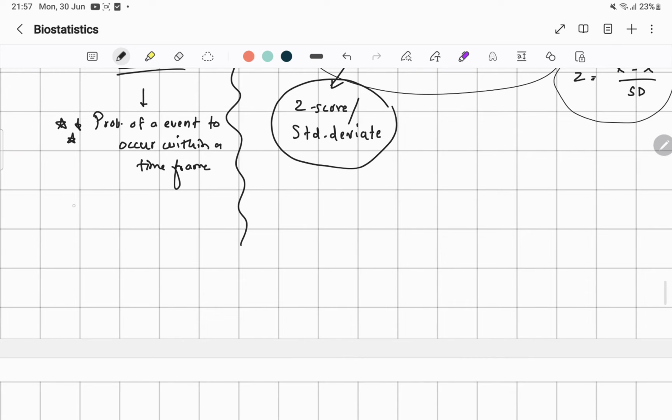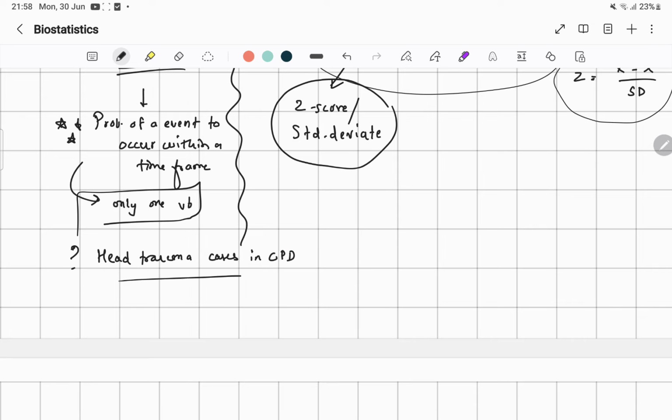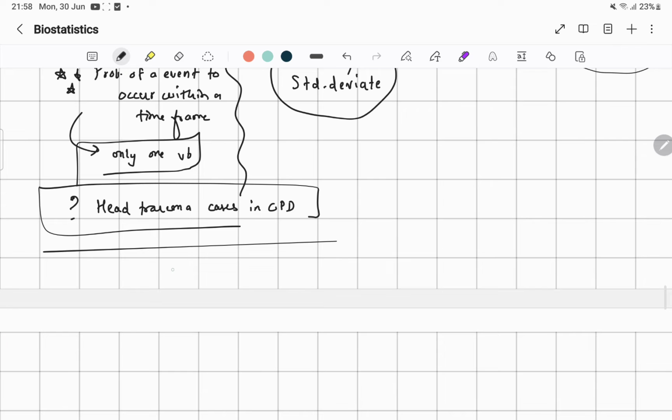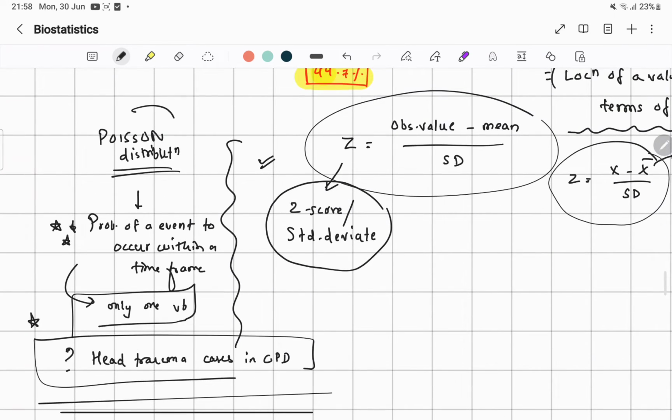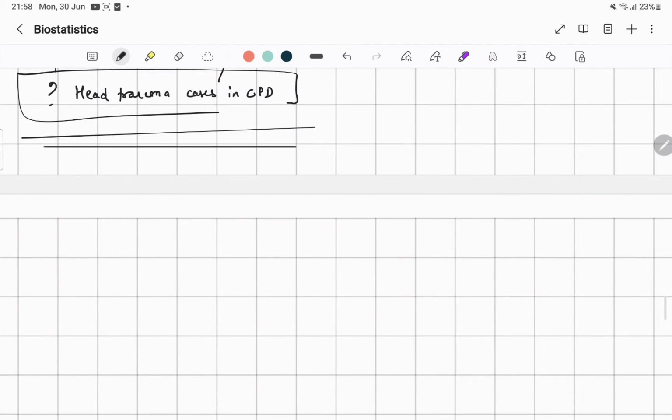Okay, and only one variable is known. Like the number of head trauma cases in OPD on a given day. Number of students giving, let's say, NEET. Number of people visiting OPD on Monday. Like this is distributed, is represented in Poisson distribution. Okay, this completes our Poisson distribution. Next we'll move to some of the inferential statistics and p values.